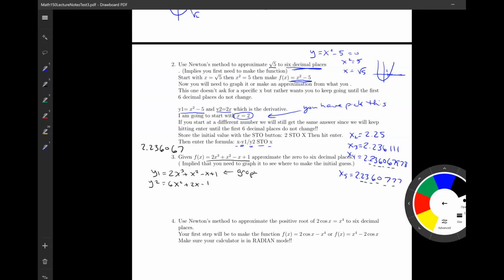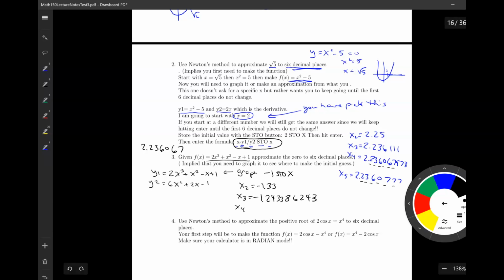So I'm looking at my graph, and it looks like it crosses around -1. So I'm going to say -1, store x. Then I'm going to use this formula that you just need to have memorized: x minus y1 divided by y2, store it back in for x. When I do that, I get that x2 is -1.33. I hit enter again, and I get x sub 3 is -1.243386243. I'm writing down more than 6 decimal places just so we can see the numbers.